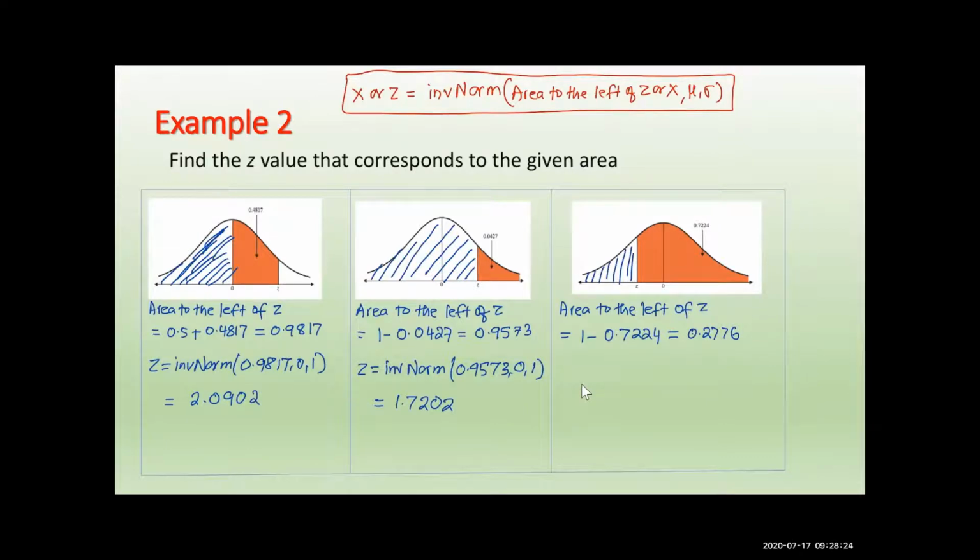So let's write down the standard command in our calculator. z equal to inverse normal. Area to the left is 0.2776. Mean is 0, standard deviation is 1. Now we are going to type this in the calculator. If you look at the figure, here is our 0, the mean, and the z-score is on the left. The numbers on the left are smaller than 0, meaning this z-score must be negative. Let's see whether we get negative or not by using the calculator.